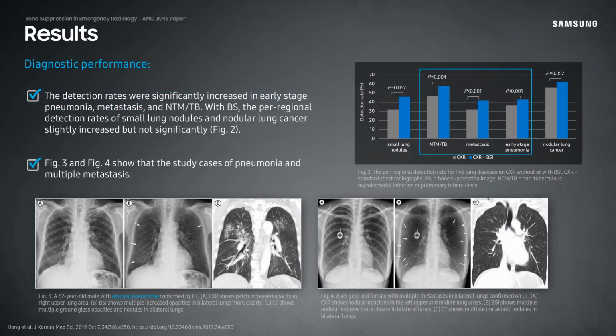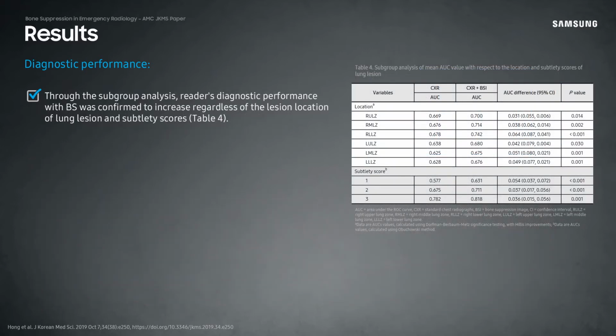The results also showed that detection rates were significantly increased for patients with early-stage pneumonia, metastases, and NTM/TB. Figures 3 and 4 show examples of study cases of pneumonia and multiple metastases. Lesion location and subtlety scores played no difference in the ability to increase diagnostic performance when using bone suppression in conjunction with chest X-ray versus chest X-ray alone.